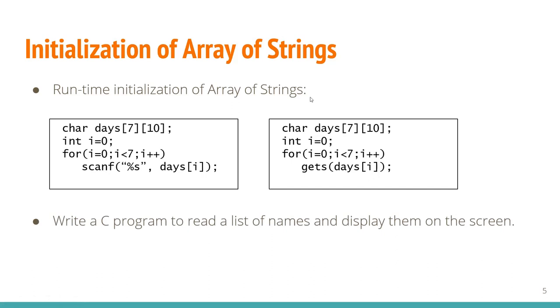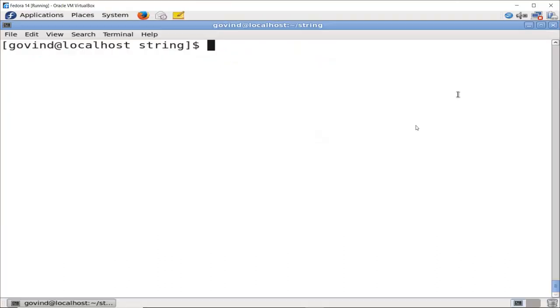We'll now be writing a C program to read a list of names and display them on the screen. As usual, I'll be demonstrating this program in the Fedora operating system. I'm now in the Fedora operating system. I'll now write the program to initialize the string using the runtime initialization technique.